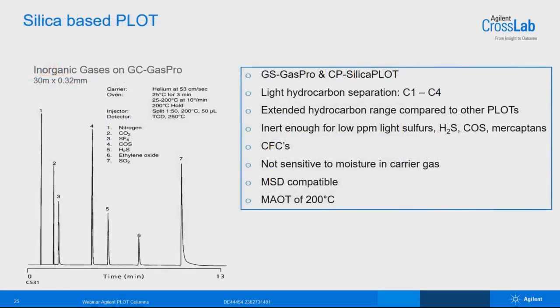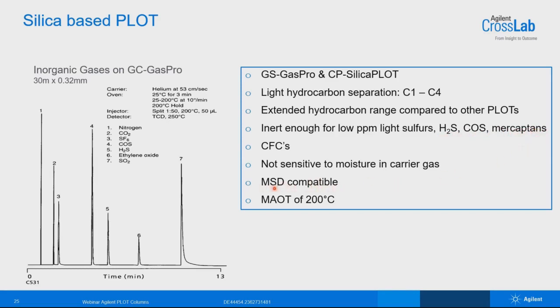Alternatives for alumina as the light hydrocarbon column are the silica-based ones. They also have an extended hydrocarbon range compared to other PLOTs. These silica columns are inert enough to be able to analyze low ppm levels of light sulfurs, such as hydrogen sulfide, COS, and the mercaptans. Very stable particle layer makes them compatible with MS detectors.